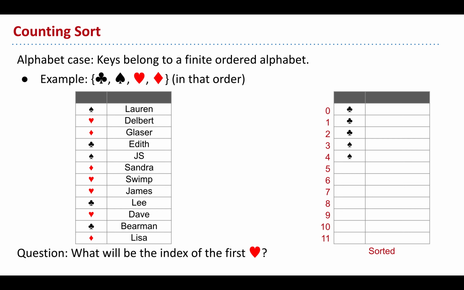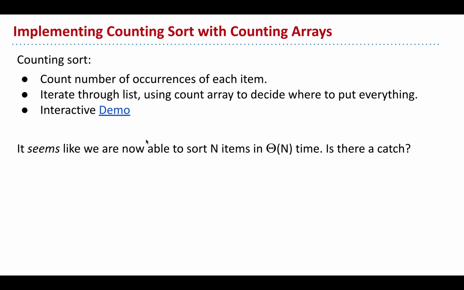Okay, so what we'll do is go through this whole thing, or let's just go through a full demo of it, basically. We'll count the number of occurrences of each item, and then as we iterate through the list, we use the count array to decide where we want to place everything. From there, we'll know where things should start, and then we start placing things in.